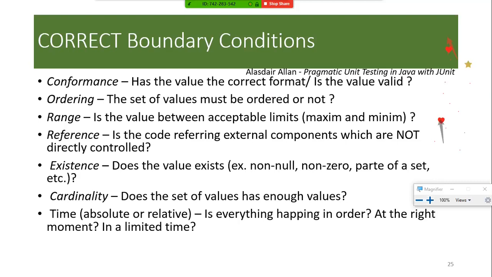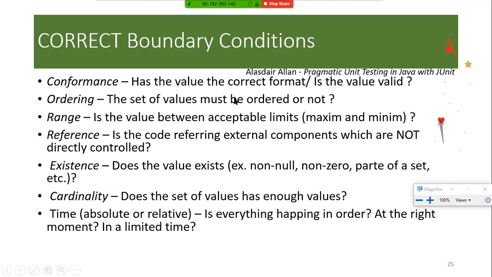Now, if they are correct, the function should behave normally. Otherwise, what should happen if the values are not correct? What should you do if you implement the function and you receive a value which is not correct? Exactly, throw an exception. This is what the unit test should check. If the values are correct, the results should be correct. If the values are not correct, generally you should expect an exception.